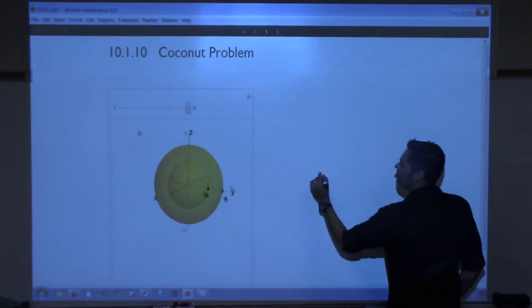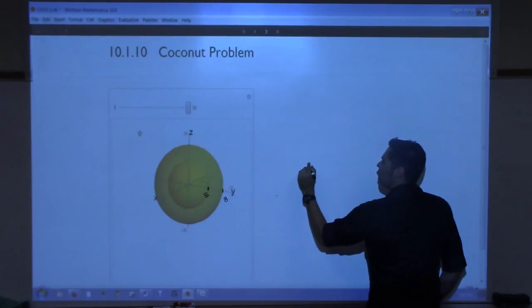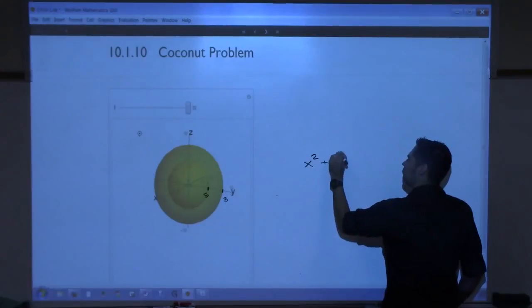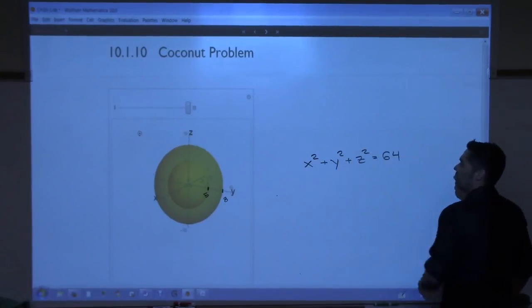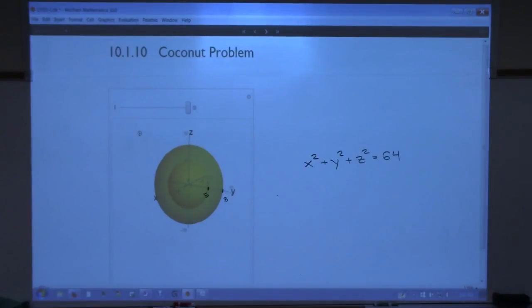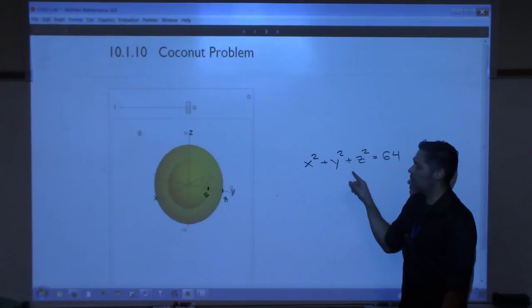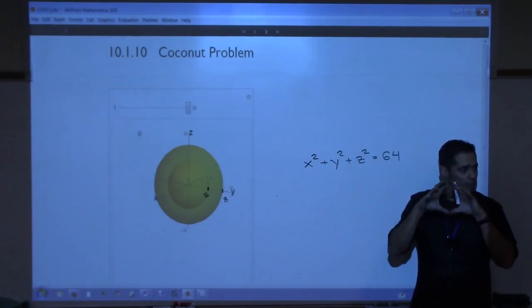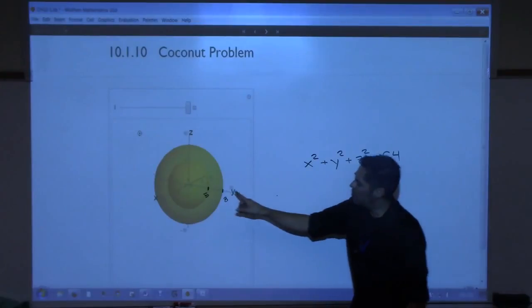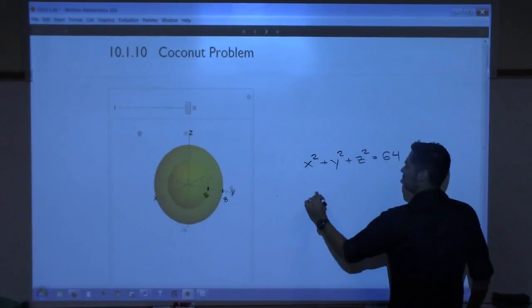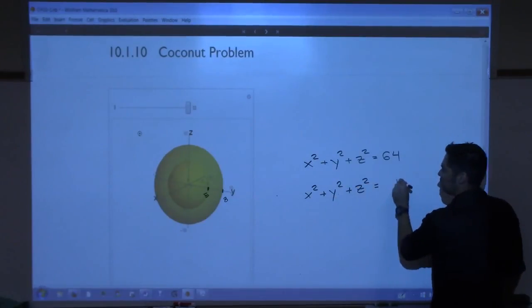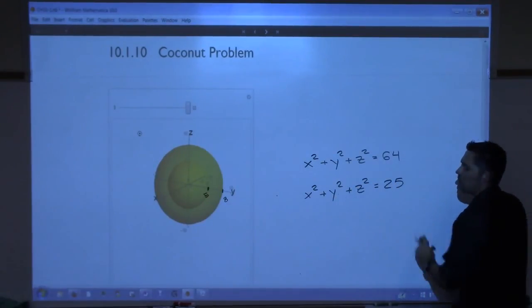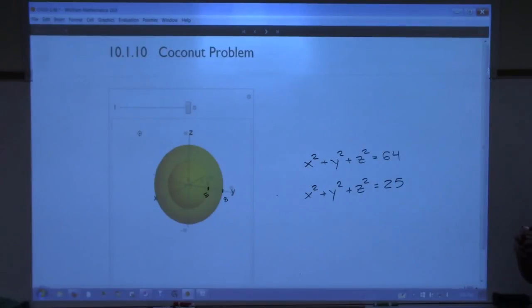How would I mathematically explain to you all the points that make up that coconut, that hollowed out ball? Would this be enough? By the way, it's centered at the origin. Would this be enough for me to say this? What does that draw? That draws the sphere, just the outer shell, right? What would draw the inside shell? This would be 25, right? That would draw the inside shell.